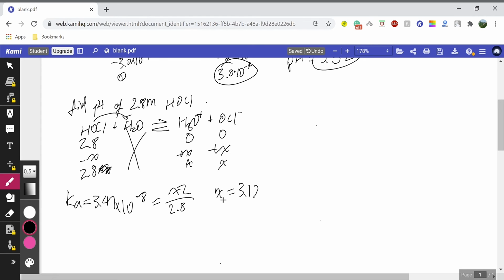is equal to 3.12 times 10 to the negative 4. And X is the concentration of H3O plus. You can use the concentration of H3O plus to find the pH. So pH is equal to the negative log of X, which is 3.51.